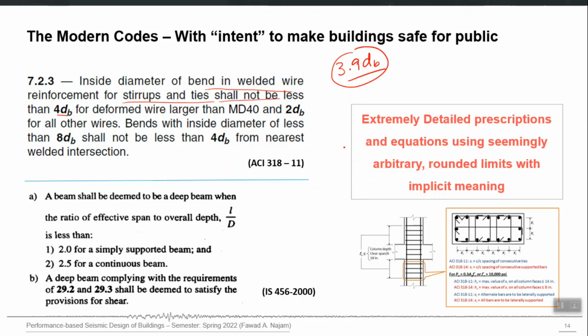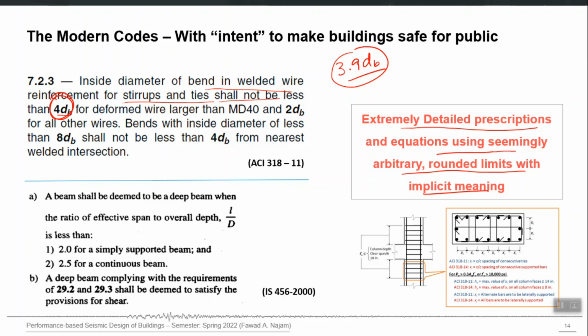So, it has, for example, extremely detailed prescriptions and equations using seemingly arbitrary rounded limits with implicit meaning, right. Do you really think that this number 4 dB, where does it actually come from? It is actually a recommendation based on detailed research and empirical testing, and all that, right. But the answer would not be 4 dB directly from all of that research. Obviously, it will be rounded off towards the conservative side, but still it is something which is directly prescribed for you to follow.